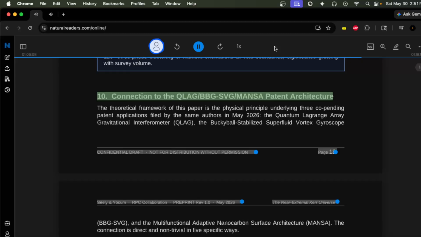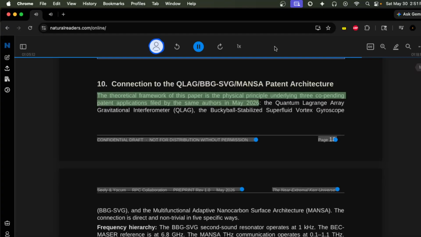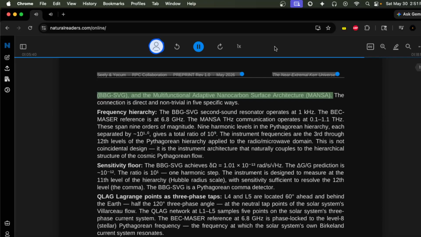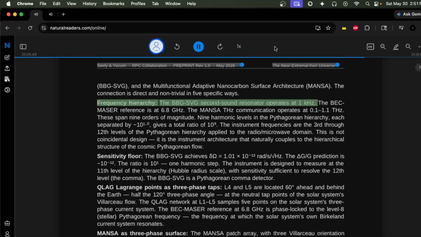10. Connection to the QLAG, BBG-SVG, MANSA patent architecture. The theoretical framework of this paper is the physical principle underlying three co-pending patent applications filed by the same authors in May 2026. The quantum Lagrange array gravitational interferometer, the buckyball stabilized superfluid vortex gyroscope, and the multifunctional adaptive nanocarbon surface architecture. The connection is direct and non-trivial in 5 specific ways.